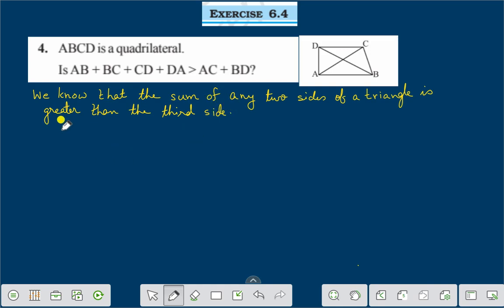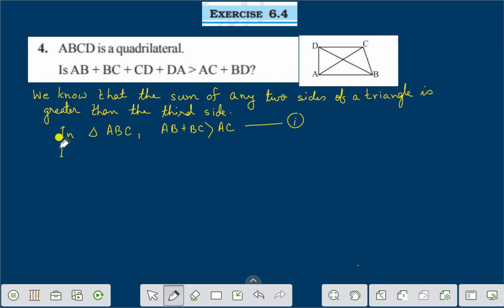Right? Now in triangle ABC, AB plus BC is greater than AC. This is equation 1.